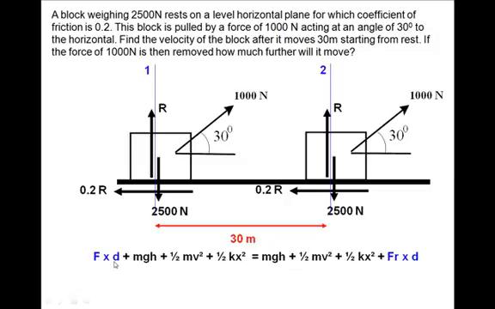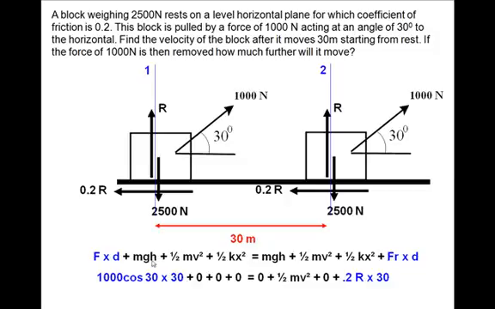So now F into d we write as 1000 cos 30 into 30, meaning this 1000 cos 30 is the force in the direction of the 30 meters, and that force into distance is the work done, and that is the energy given to the system. So that is Fd, and that is 1000 cos 30 into 30.